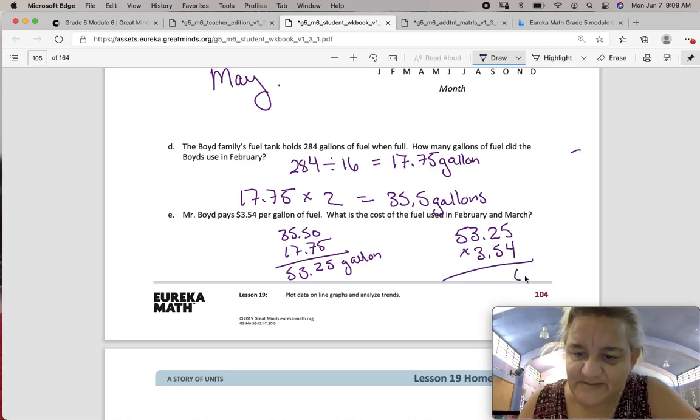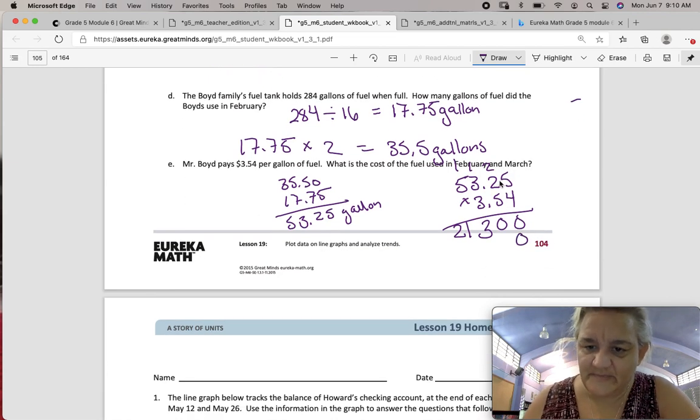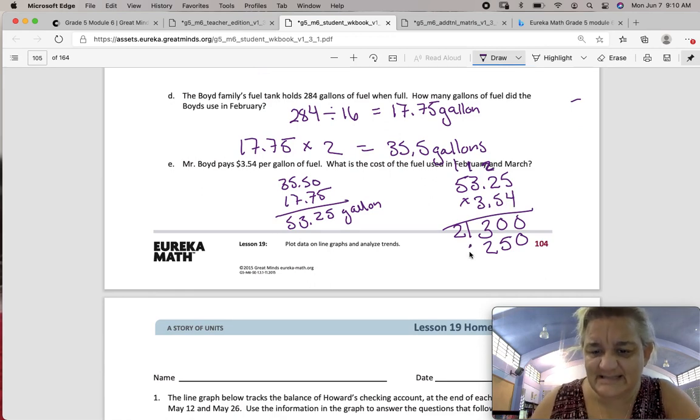So 4 times 5 is 20, carry the 2. 4 times 2 is 8, plus 2 is 10, carry the 1. 4 times 3 is 12, plus 1 is 13, carry the 1. 4 times 5 is 20, plus 1 is 21. Okay, drop the 0. 5 times 5 is 25, carry the 2. 5 times 2 is 10, plus 2 is 12, carry the 1. 5 times 3 is 15, plus 1 is 16, carry the 1. 5 times 5 is 25, plus 1 is 26.